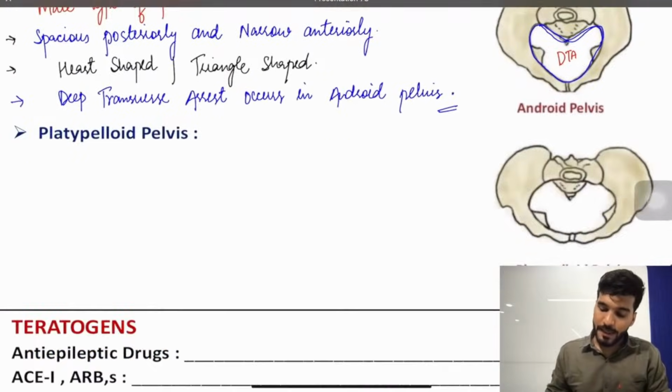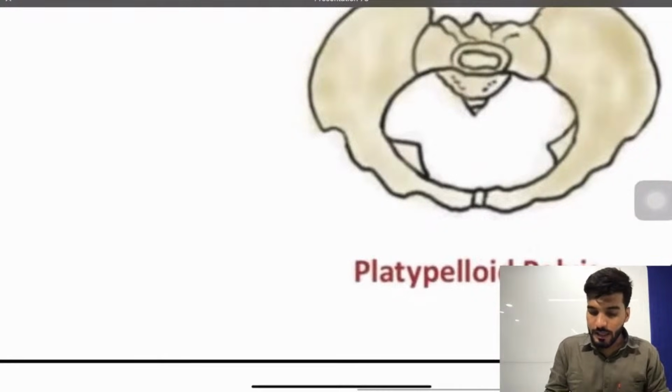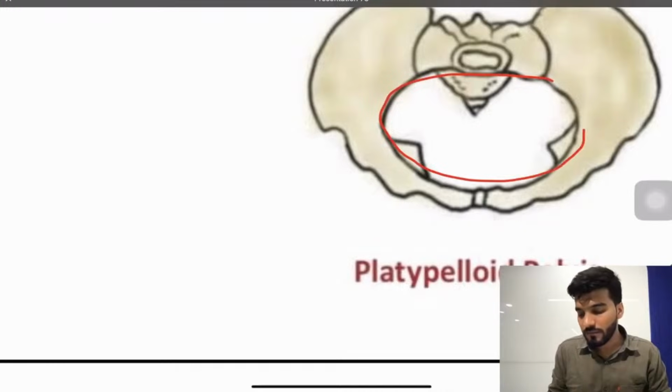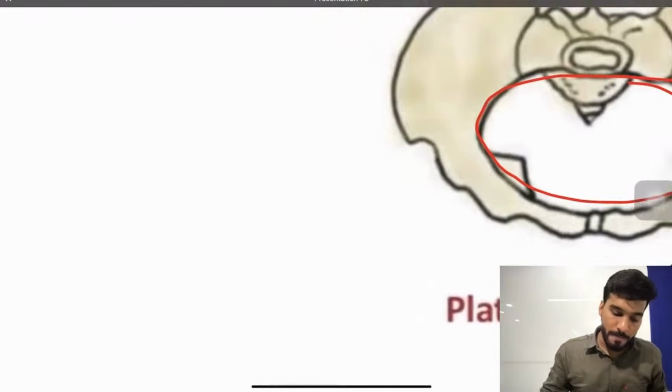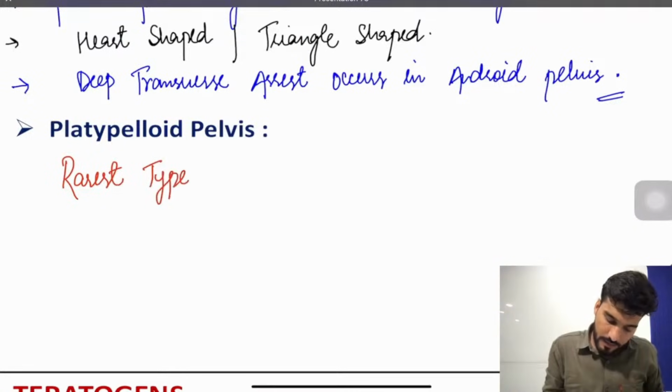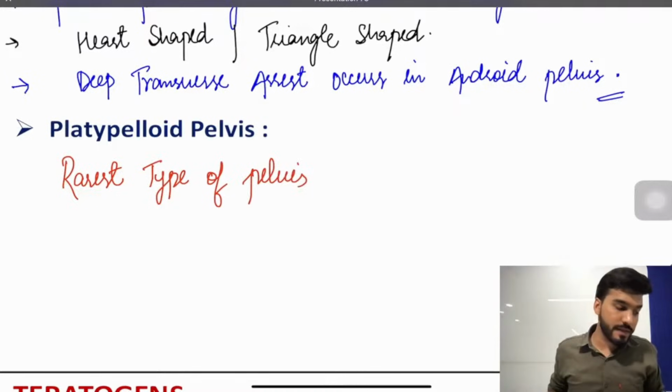And then we have the platypelloid pelvis. This type of pelvis, if you see, is transversely oval. And this platypelloid pelvis is the rarest type of pelvis.